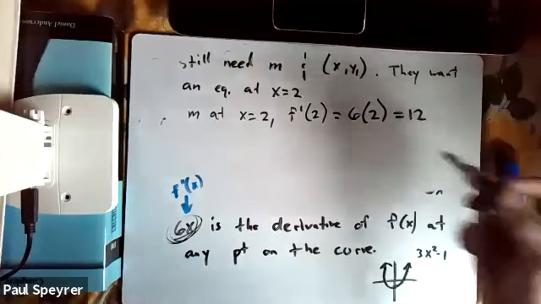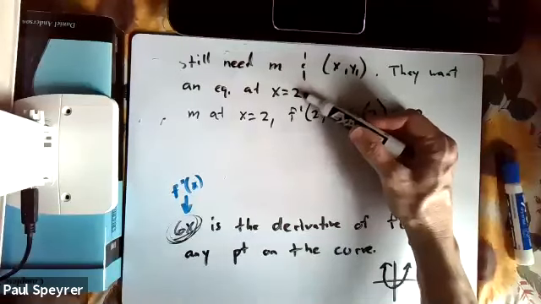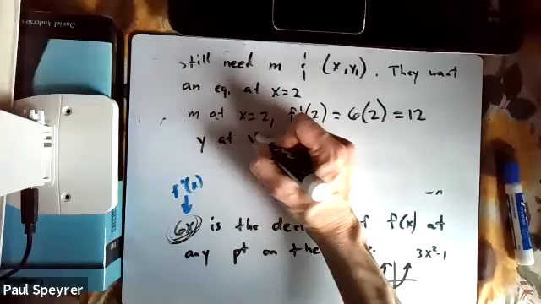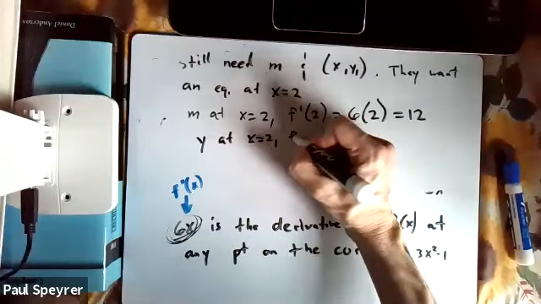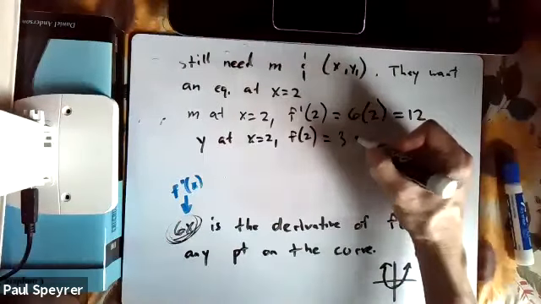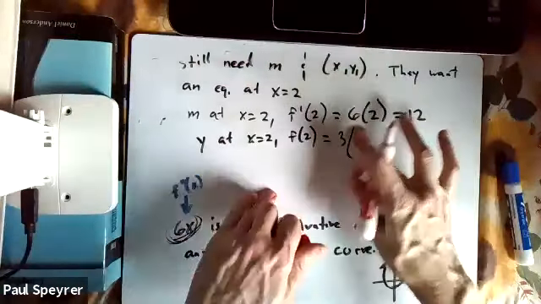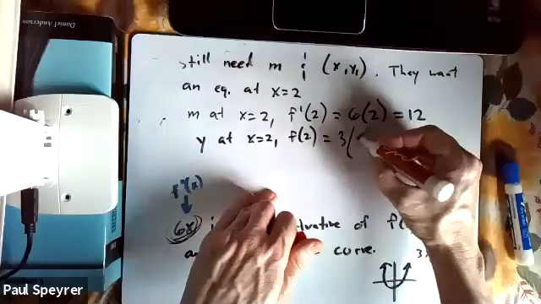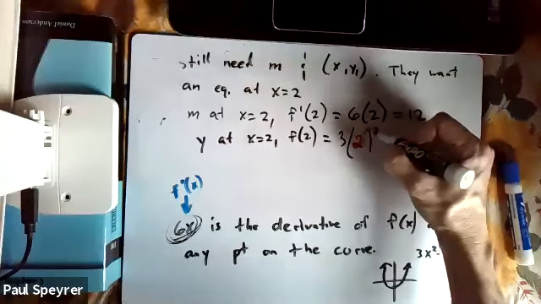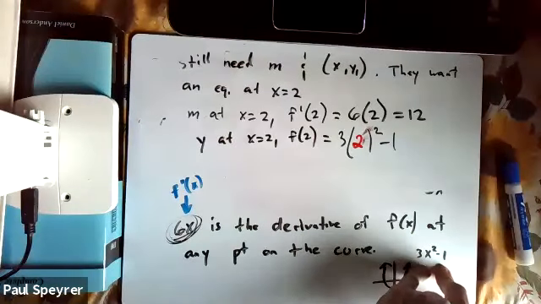What about y though, right? Because we still need this y value. We have the x. We know that x is equal to 2. So to find y at x equals 2, well, let's find f of 2. Well, what is f of 2 going to be? That's going to be 3 times 2 squared minus 1. Where am I getting these numbers from? That's from your initial equation, right?